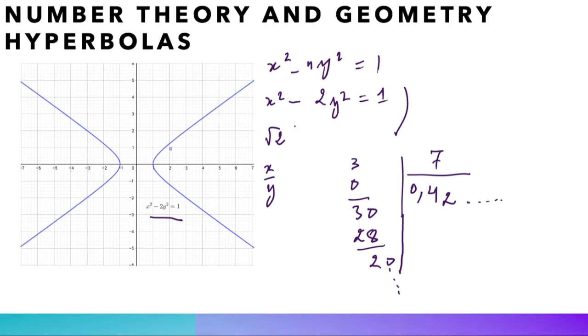On the other hand, it is not very obvious how to compute the decimal expansion of square root of 2, but we will see that surprisingly, the natural solutions of x squared minus 2y squared equals 1 give the decimal expansion of square root of 2.